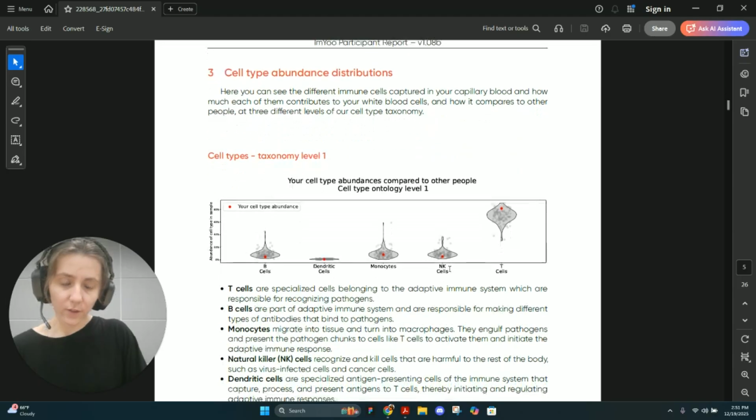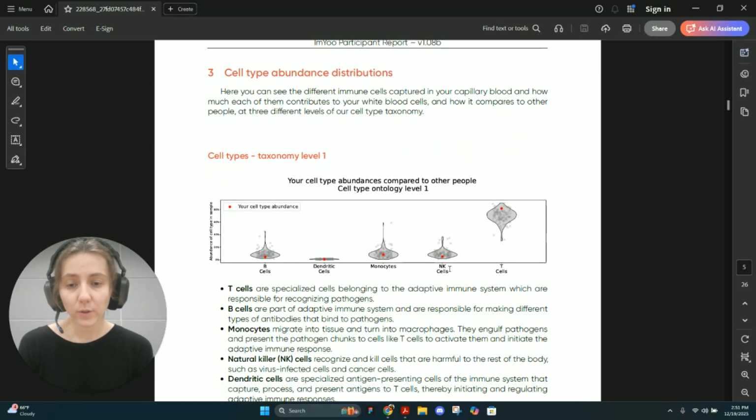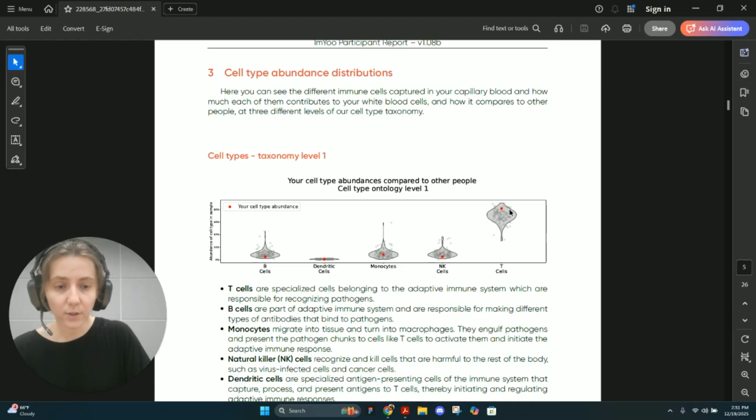So going further, here is where you see your cell type abundances. So this is how much of a cell type you have compared to other people in the ImYoo atlas. So this is compared to everyone who is in the ImYoo database. So if you had multiple samples, you'll see red or blue dots based on whatever state you were recording. So this person is a red dot here, and you can see here, hey, this person has more T cells compared to average in the ImYoo atlas.